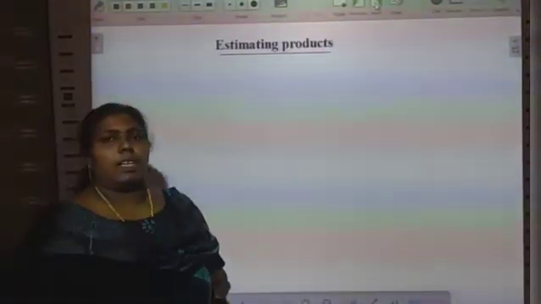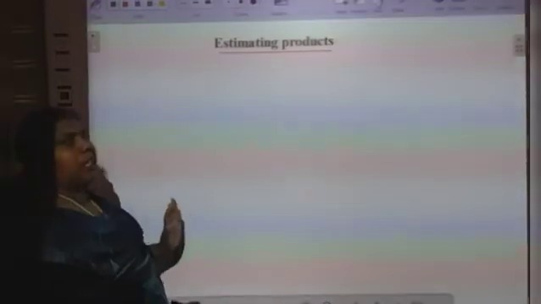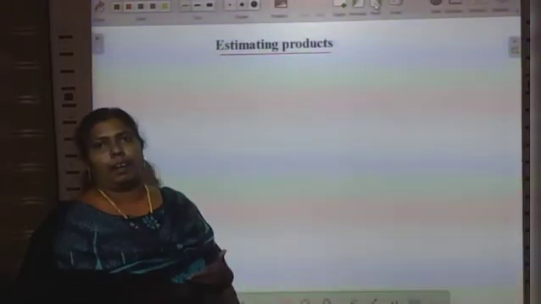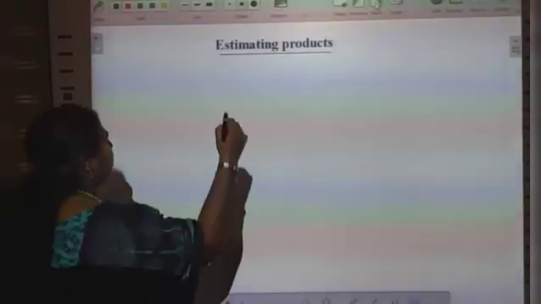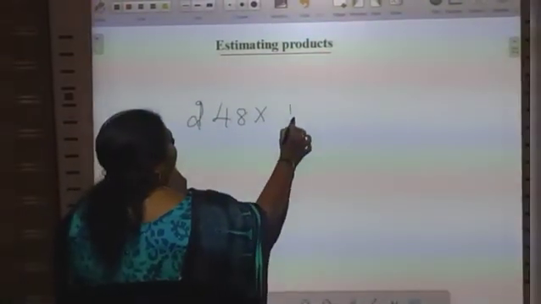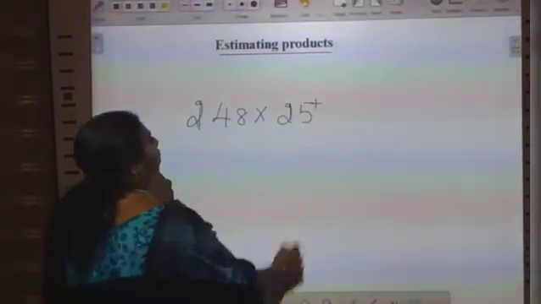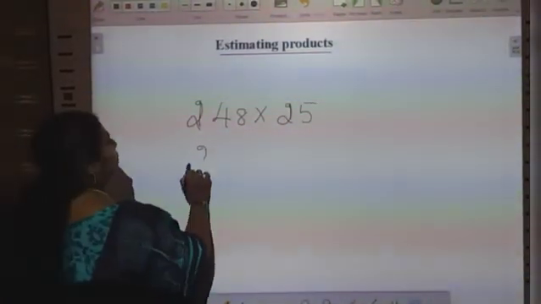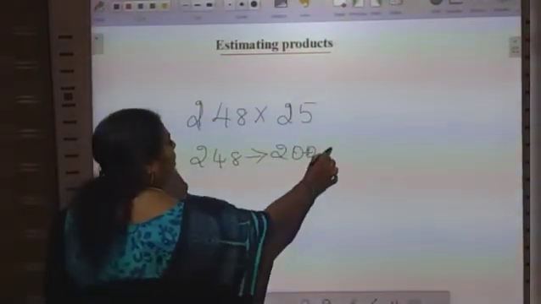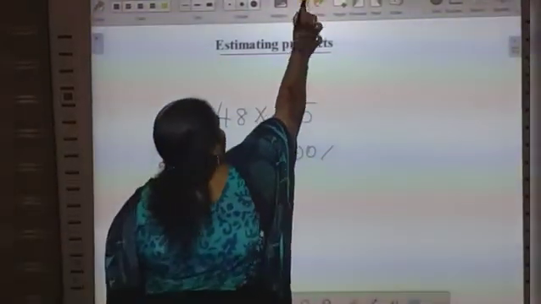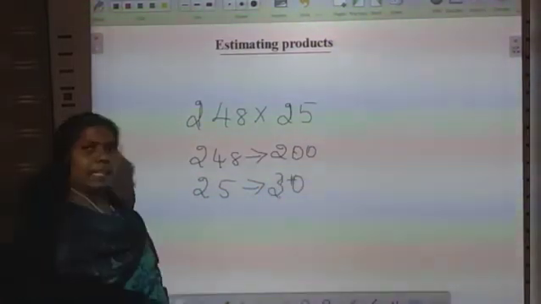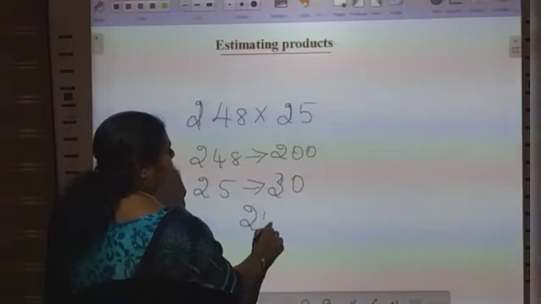Now estimating products. Estimating products, you know, if it is 2-digit number means we have to make it the round off value nearest to 10. If it is 3-digit number means you have to make it the round off value nearest 100, right? For example, 248 into 25. So first we have to make it this nearest value 248. Nearest 100 is how much? 200 will come, right? Into then 25, the nearest value nearest to 10 is how much? 30, right? Then 200 into 30.